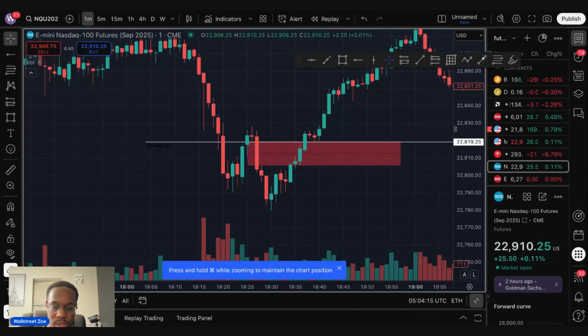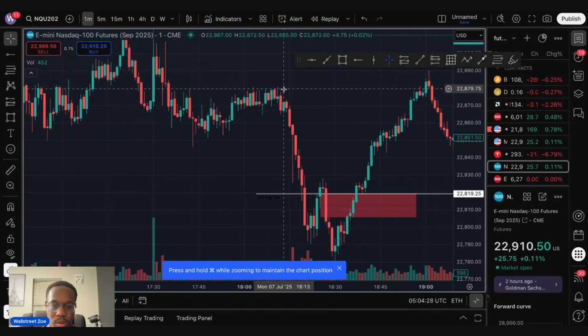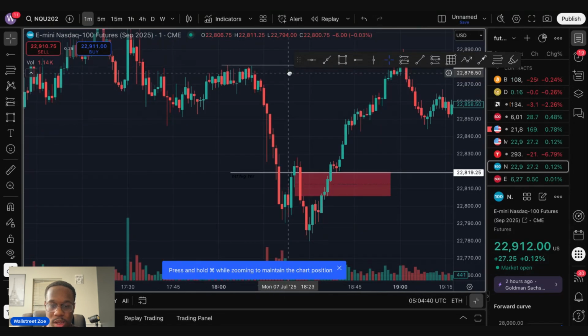So what I was looking for, once I saw this inversion here, I like to see a close above this inversion. Once we got a close above this inversion, I wanted to see, could we make it up here to these equal highs? We have equal highs here, and equal highs are normally easy liquidity that you can target. So I just want to target this easy liquidity up here.